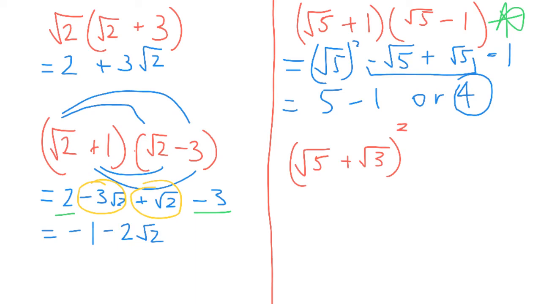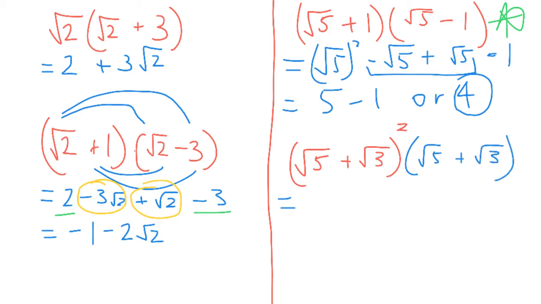It wouldn't matter, by the way, if it was root 5 plus root 3 and root 5 minus root 3, kind of like the last one here. We would still get a whole number, a rational number, when we expanded that out fully, if it's a difference of two squares. Now, of course, root 5 plus root 3 all squared, meaning I've got root 5 plus root 3 times root 5 plus root 3. You can write it that way if you would like.